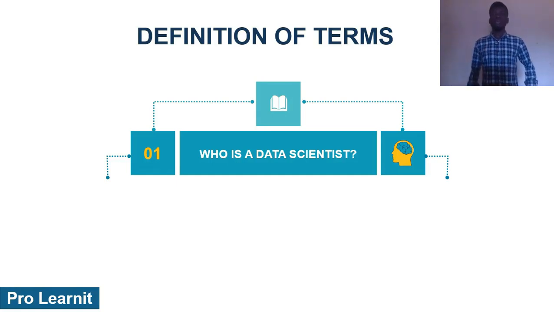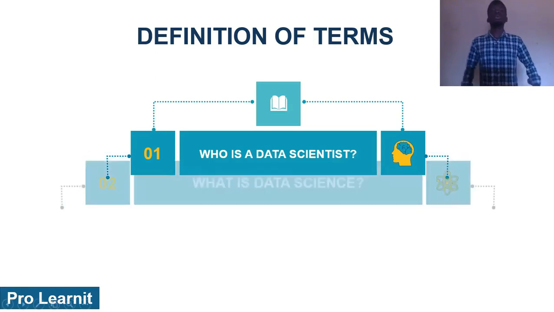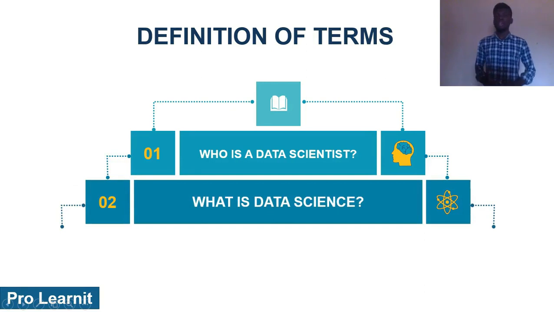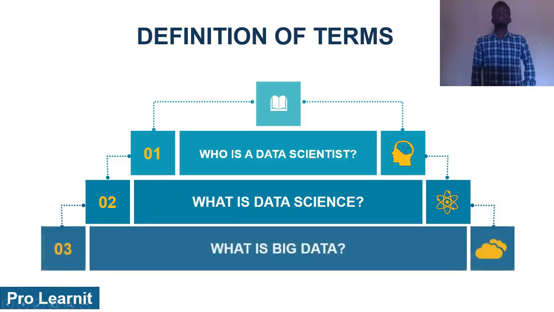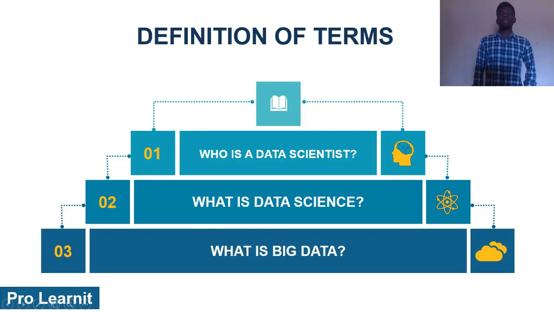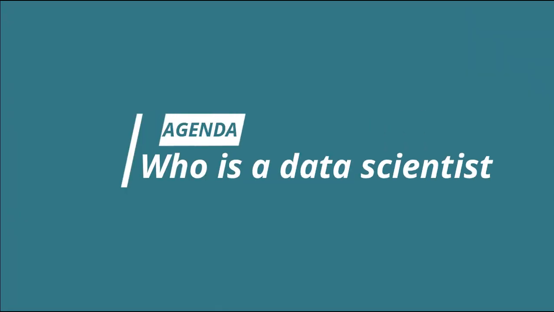All right, so we are going to define who a data scientist is, and then having defined who a data scientist is, the next thing we're going to talk about is what is data science. And you need to understand what data science is in order for you to delve into the course. If you don't know what data science is, there's no need delving into the course. All right, so the next thing we're going to talk about is what is big data. These three terms are very much important to a data scientist.